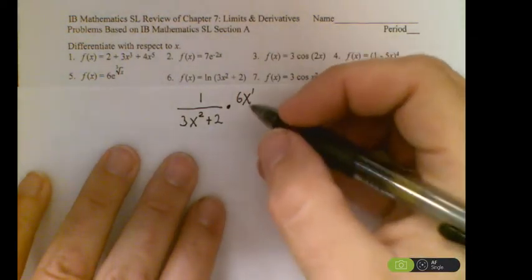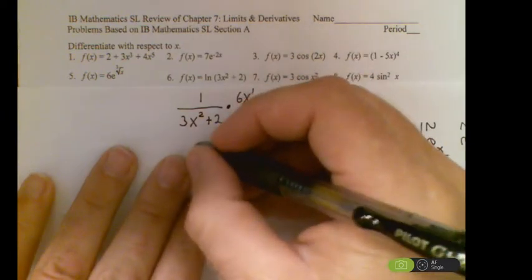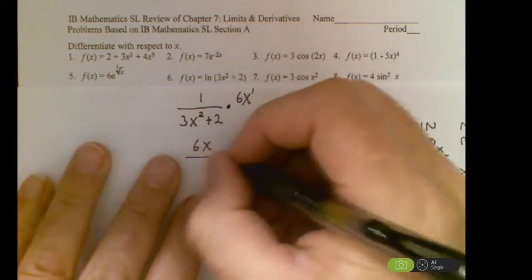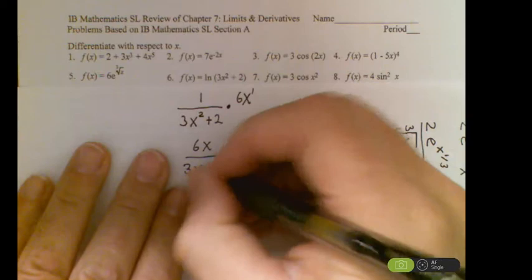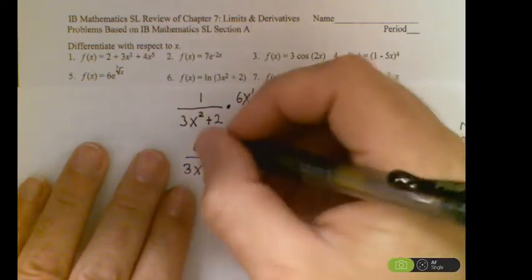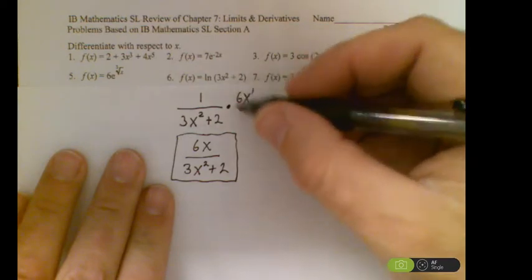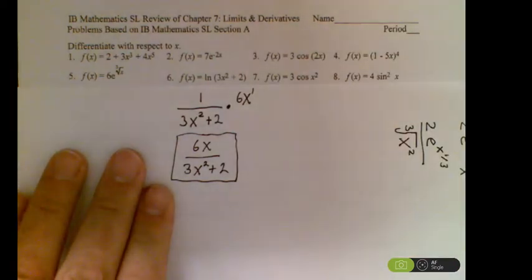And then just a little cleanup. Obviously, 1 times that is just that item. So 6x over 3x squared plus 2. And so this is the way we'd want to leave that answer. But don't forget this step right here. That's your key step that often doesn't get done in chain rule process. Moving on to number 9.